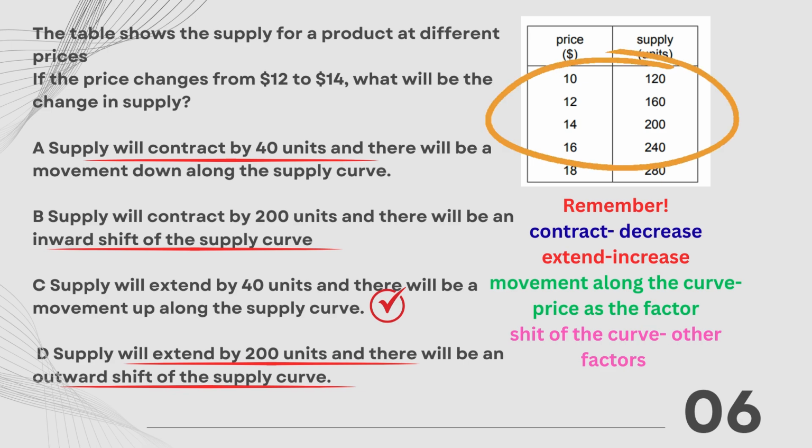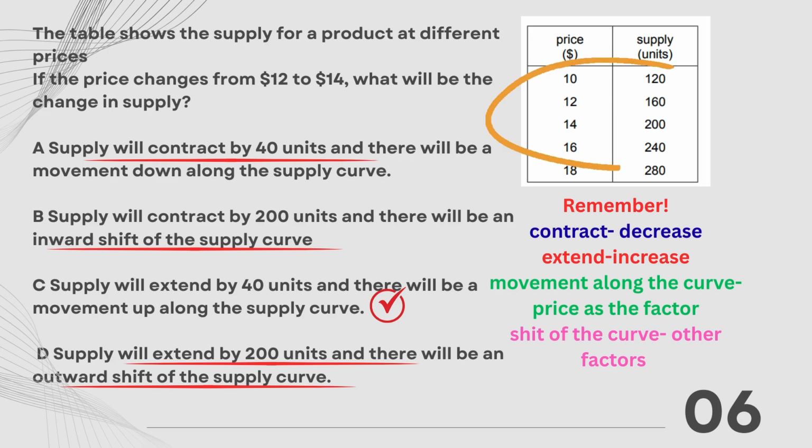So let's break down the options. If it is letter A, let's check it out. Option A, supply will contract by 40 units and there will be a movement down along the supply curve. Now, this option is wrong. Why? When we say contract, it means decrease. But from $12 to $14, the supply actually goes up from 160 to 200 units.